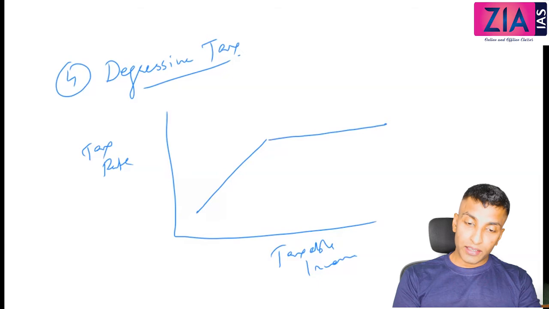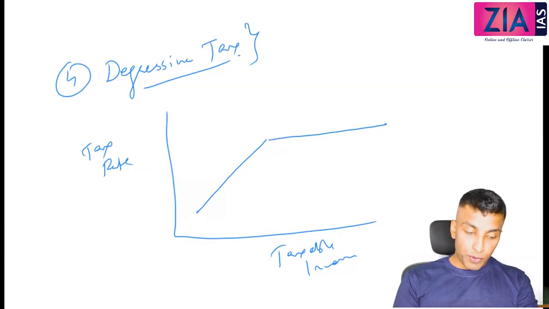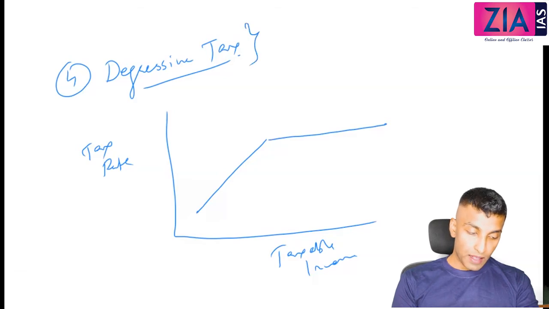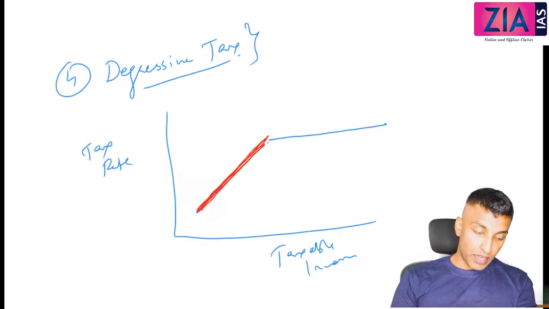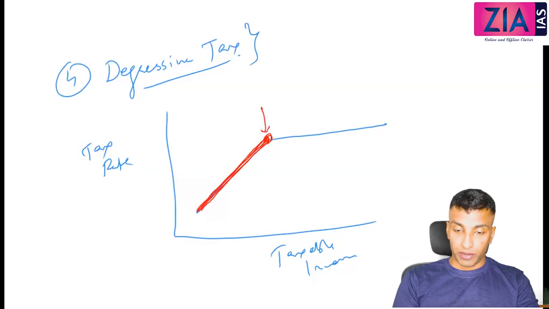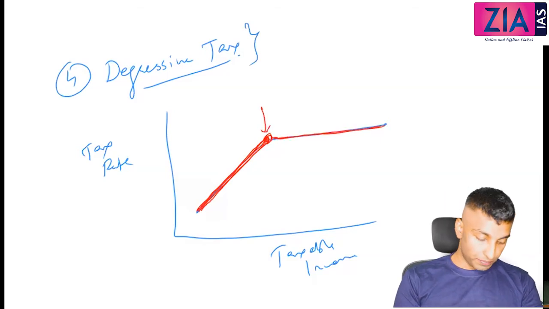So just write one line here, degressive tax. It is a type of progressive tax under which the marginal tax rate increases with increase in taxable income, up to a certain limit. That means up to this point, and then it becomes constant, as you can see here. Okay, now other terms, you can write tax deduction.